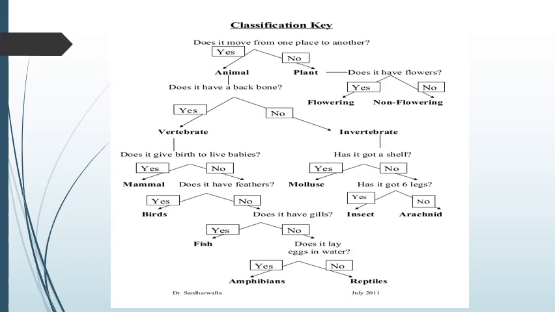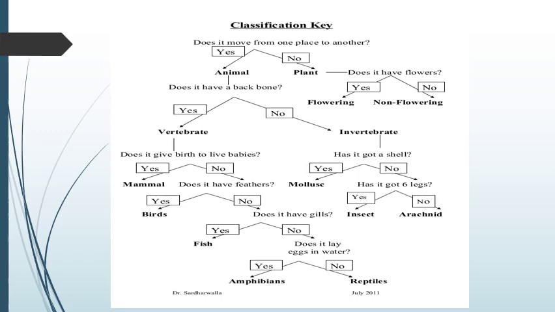If the specimen is a plant and it has flowers, then it will be a flowering plant, and if it does not have flowers, then it will be a non-flowering plant. Then come the animals. Again, we have one possible option for the animals: does it have a backbone? If yes, then it will be a vertebrate, and if no, then it will be an invertebrate.